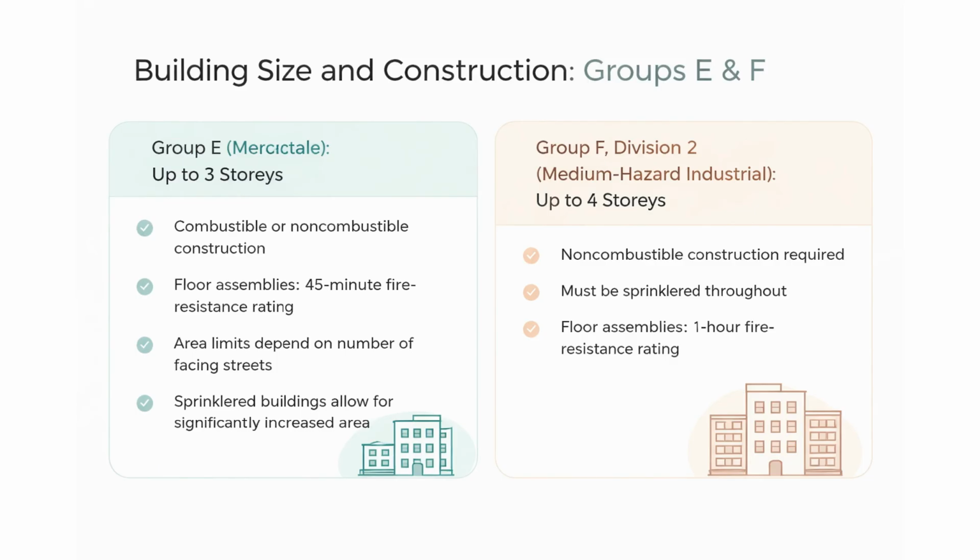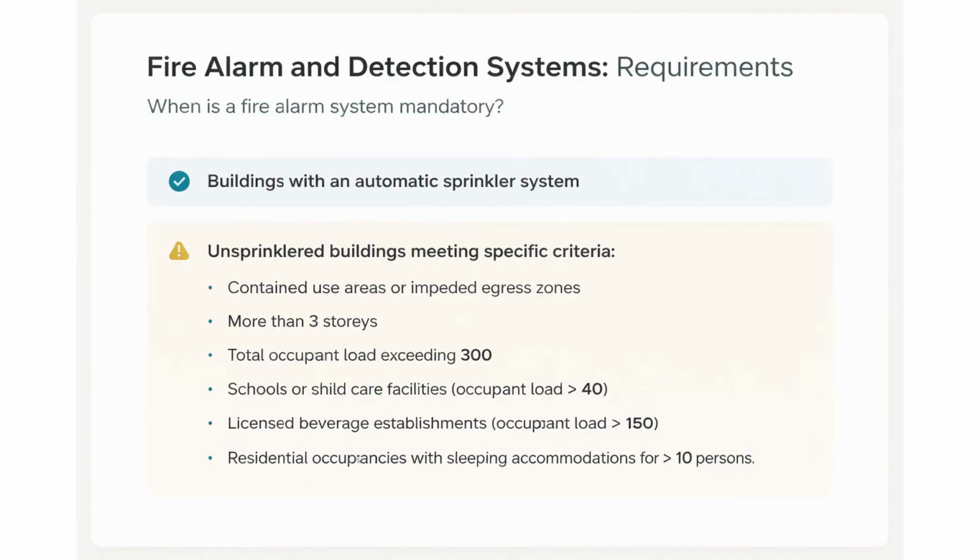Now, when exactly is a fire alarm system mandatory? The general rule is that if a building has an automatic sprinkler system, it must have a fire alarm system. But even if a building isn't sprinklered, an alarm system is required if it meets certain risk criteria. This includes buildings over 3 stories, places with a total occupant load over 300, schools with more than 40 people, or residential buildings sleeping more than 10 people. The goal is to ensure early warning in high-risk or densely populated environments.